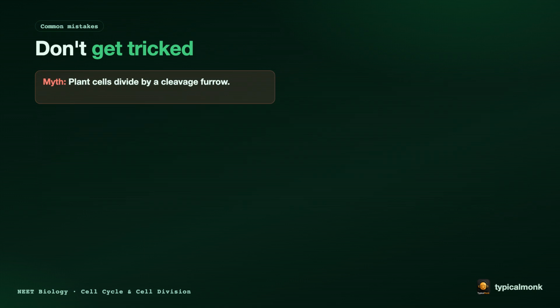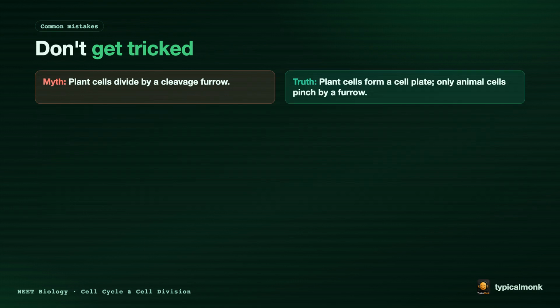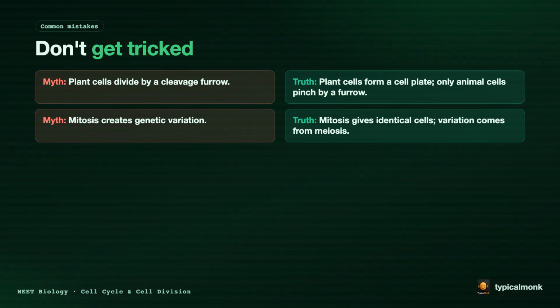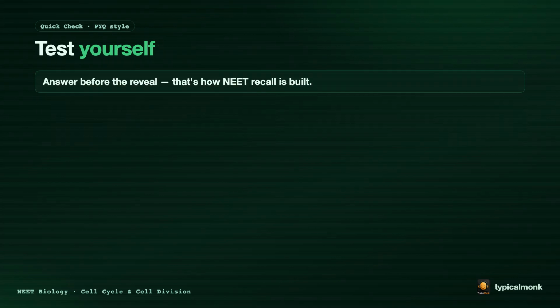Now let's clear the mistakes students fall for. Myth, plant cells divide by cleavage furrow. Truth, plant cells form a cell plate, only animal cells divide by a furrow. Myth, mitosis creates genetic variation. Truth, mitosis gives identical cells. Variation comes from meiosis. Now, test yourself.